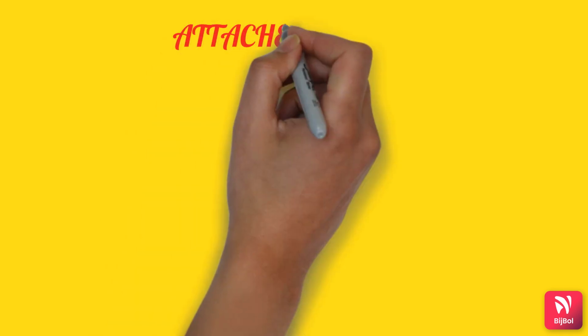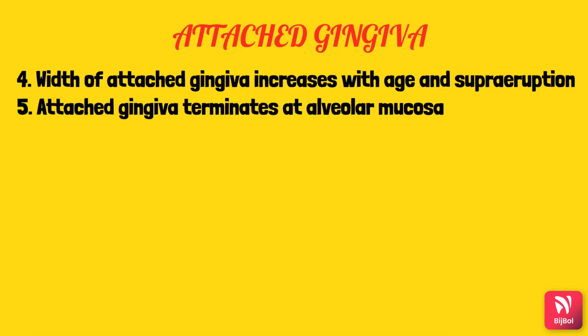Now, the width of the attached gingiva increases with age and supraeruption. I want you all to understand this concept. With age, the teeth start getting attrited. So why is it that attrition is taking place? The teeth are in the oral cavity functioning for a longer period of time. So there is attrition of the occlusal surfaces and the incisal surfaces. Once there is attrition or loss of tooth structure, the tooth tries to move in the occlusal direction in order to meet its opposing occlusal surface.